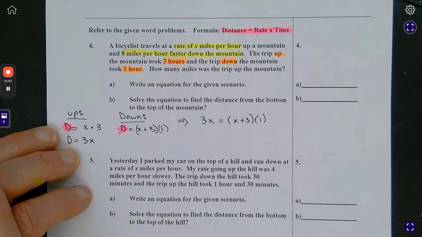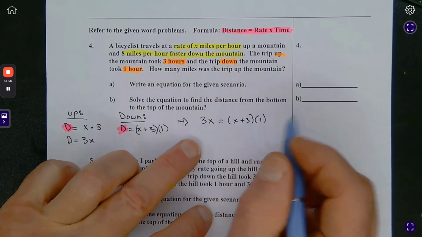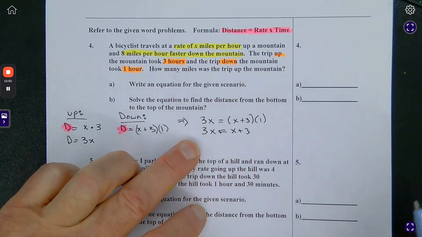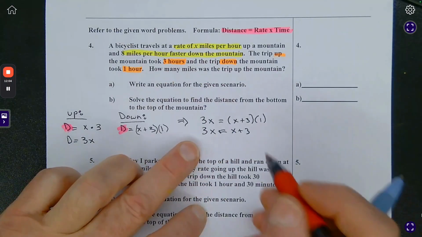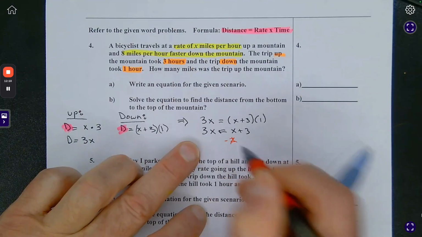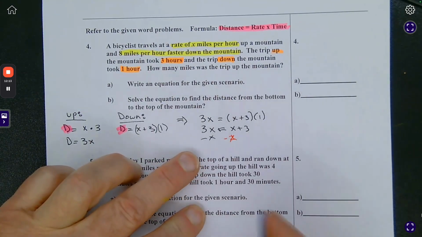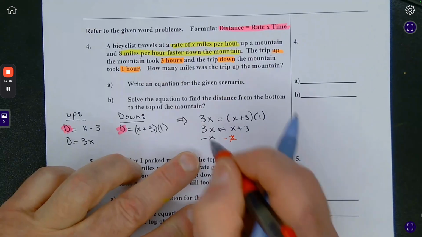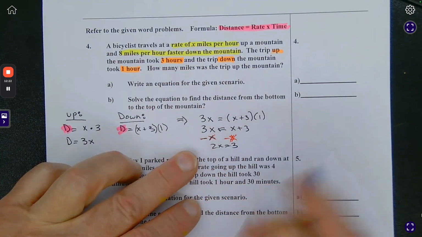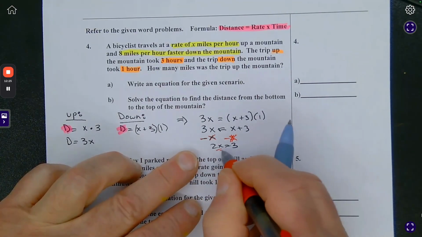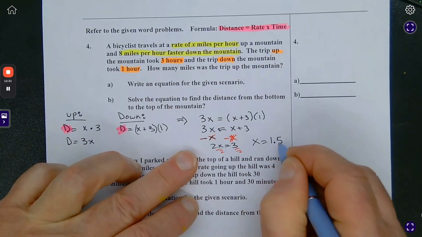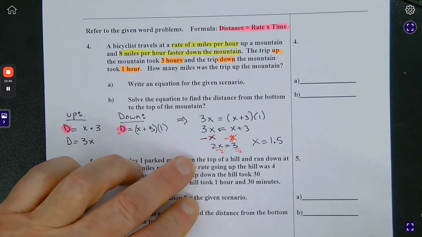Now, what is x going to give me? X is going to give me the distance. That's right. Okay? So, distribute 1. When you distribute 1, it doesn't change anything. So, it's just that. All right, now I'm going to subtract x from both sides. That gives me 2x equals 3. Now I'm going to divide by 2 and divide by 2, and I get x equals 3 over 2, or 1.5.